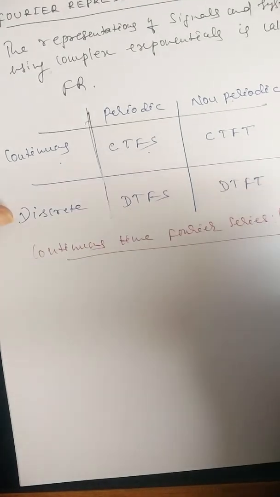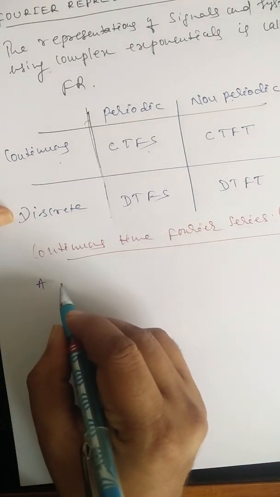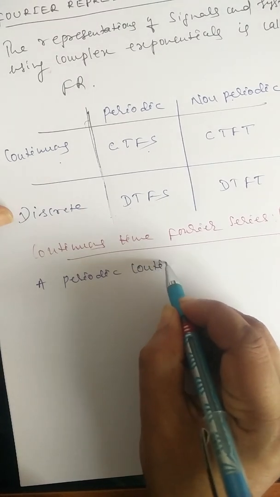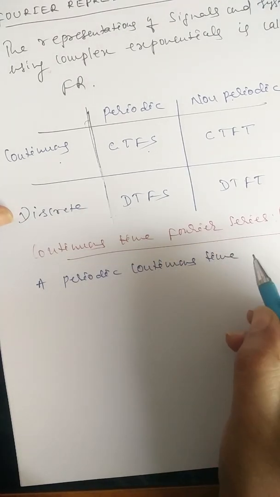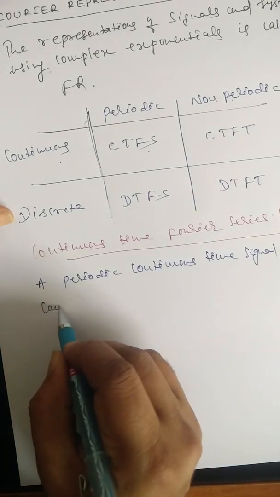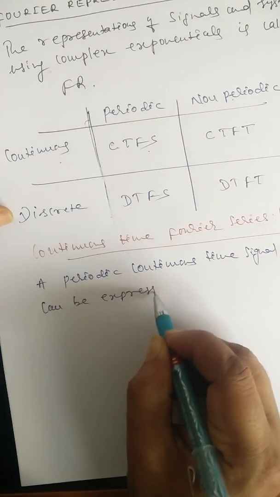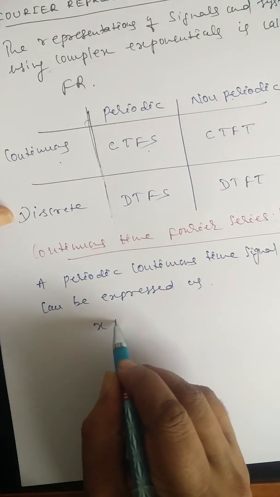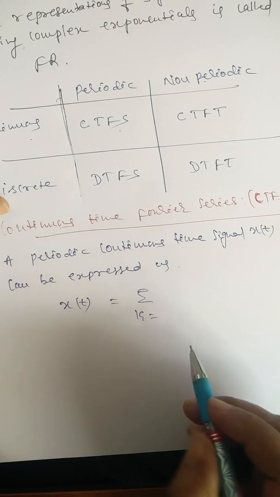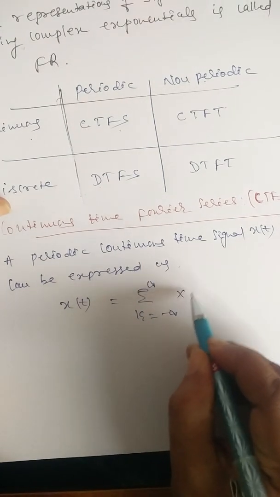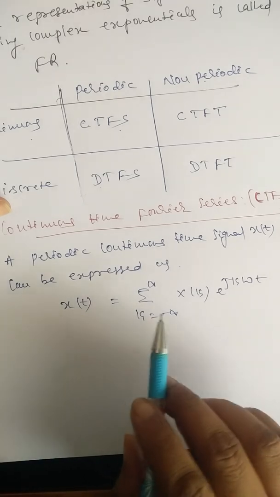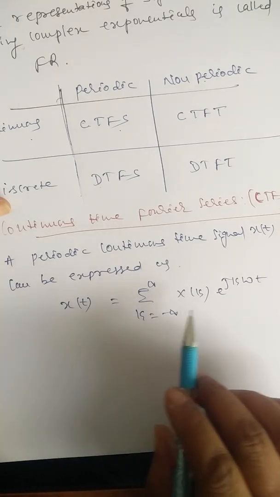Take any periodic continuous time signal x of t. A periodic continuous time signal x of t can be expressed as x of t equals summation of k from minus infinity to plus infinity X of k e to the power of j k omega t. This is the representation of a continuous time signal.